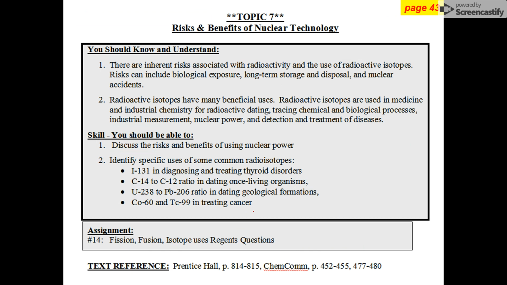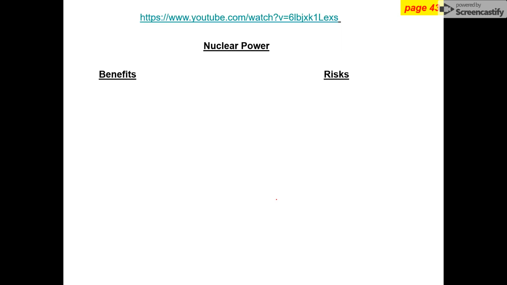All right, very quickly, on page 43, you should memorize these particular isotopes: iodine-131, carbon-14 and carbon-12, uranium-238 and lead-206, cobalt-60 and technetium-99, and uranium-235 as a fuel in a fission reactor. Write that one down. Memorize these. There probably will be a Regents question about at least one of these isotopes used by humans, and so there you go.